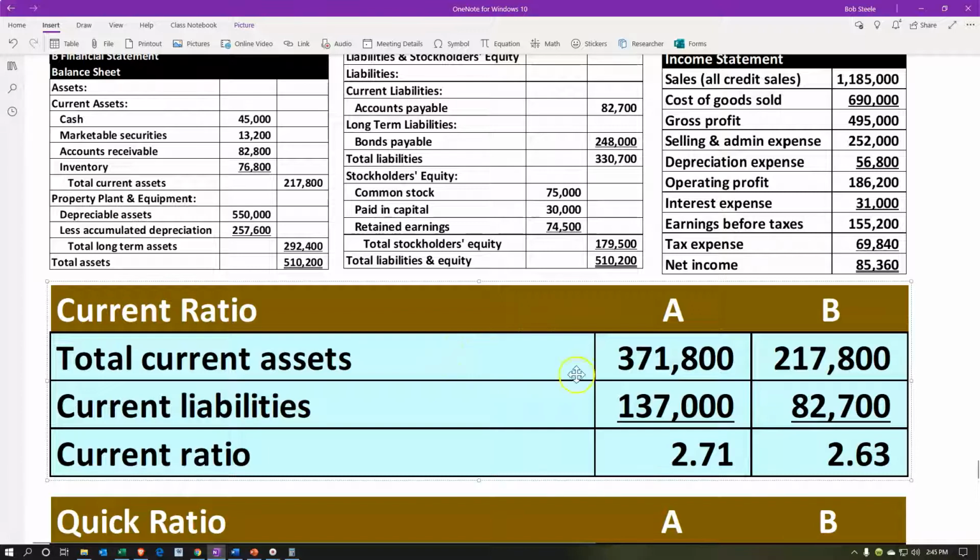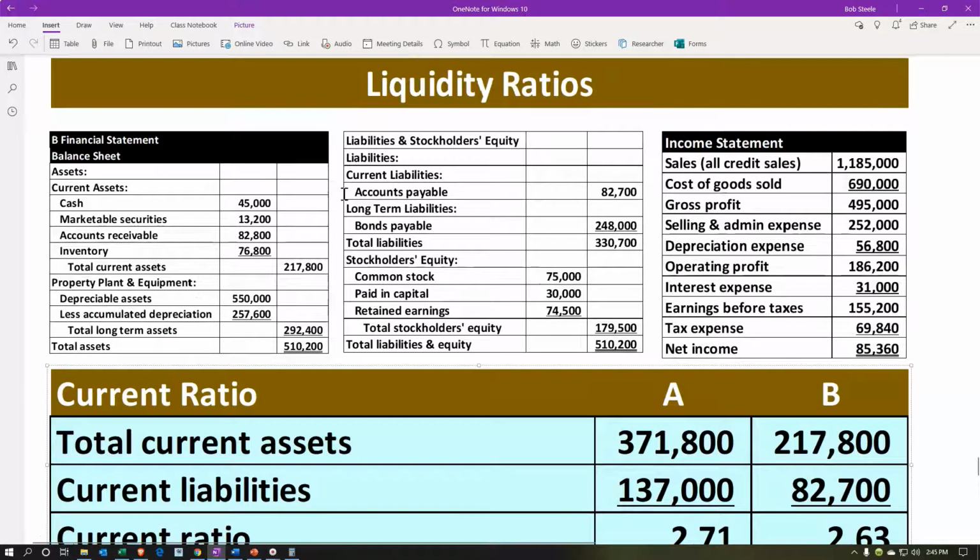So the current assets are going to be on the balance sheet. So current assets, including cash, marketable securities, accounts receivable, and inventory in this case, as compared to the current liabilities, which are those that are going to be due within a year, and therefore they're somewhat urgent.